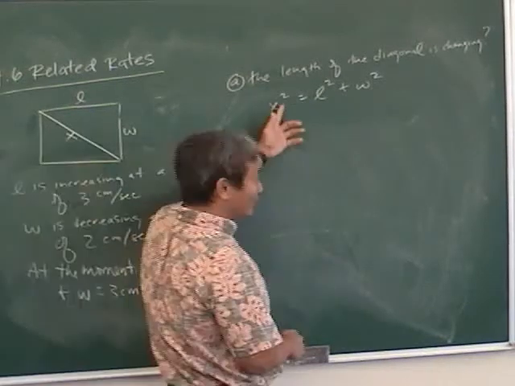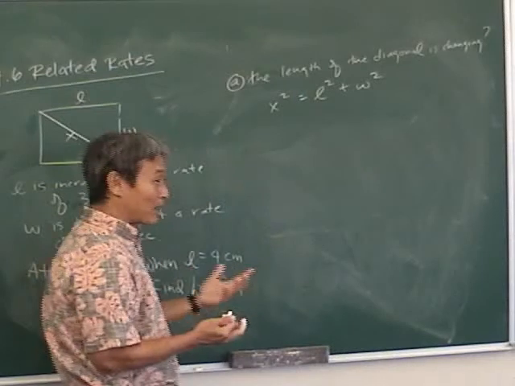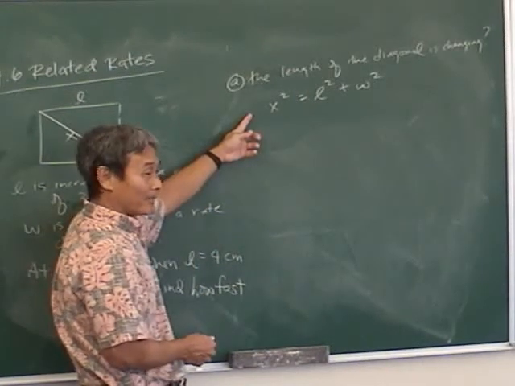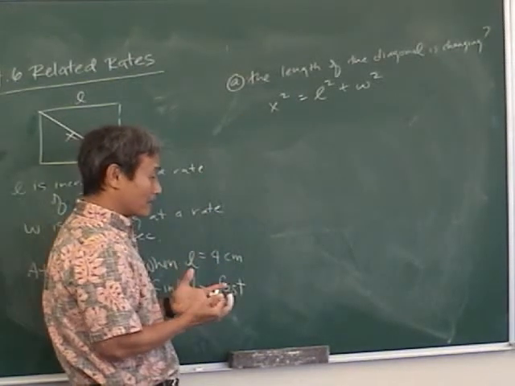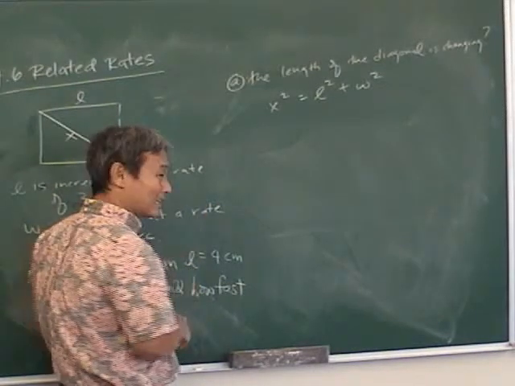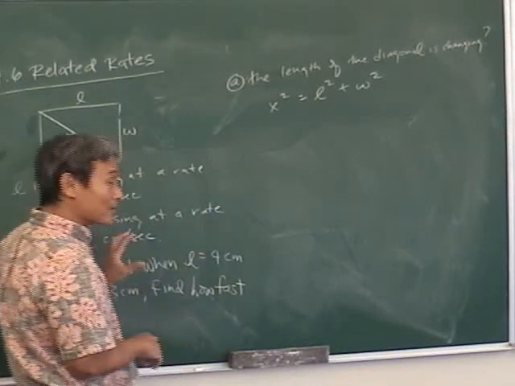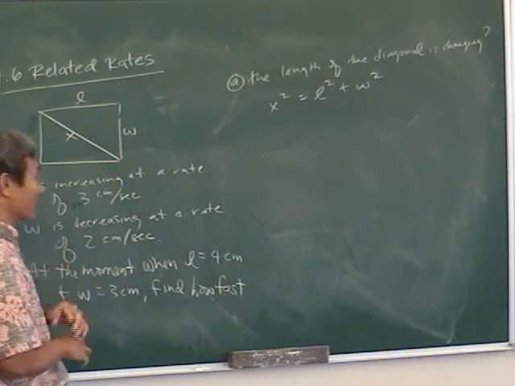So what you do is after you write your equation, basically it's a three-step process. First step, write the equation. Second step, you take the derivative with respect to time. Third step, you plug in the numbers. You don't plug in the numbers until after you take the derivative, otherwise you're going to run into problems.